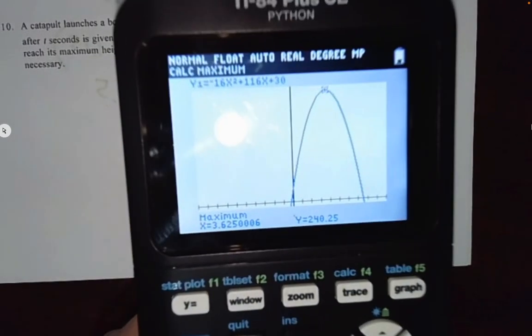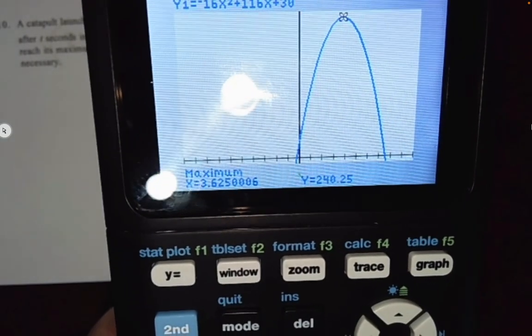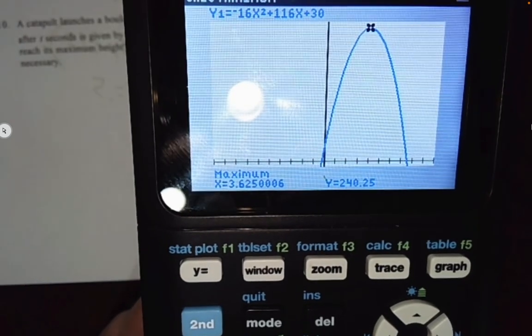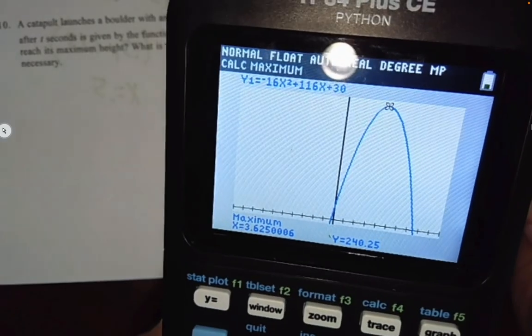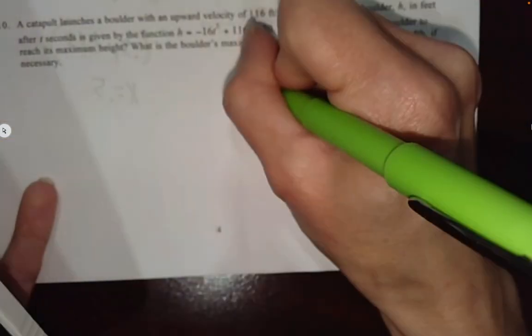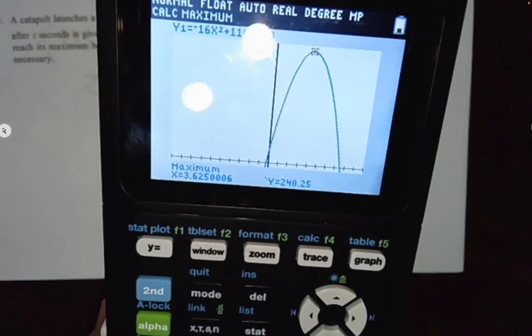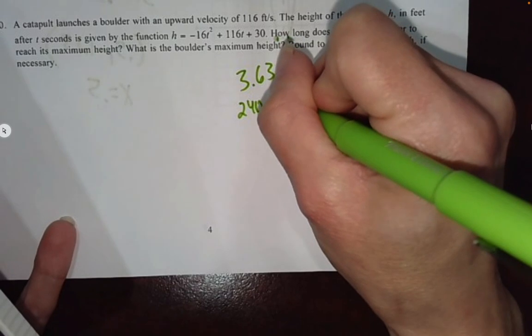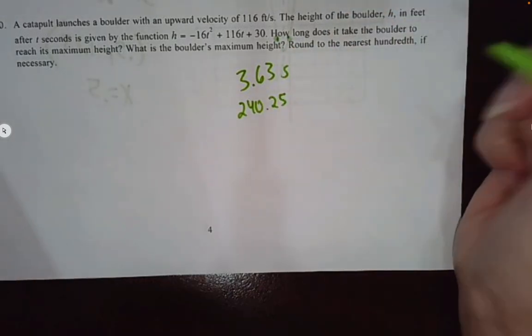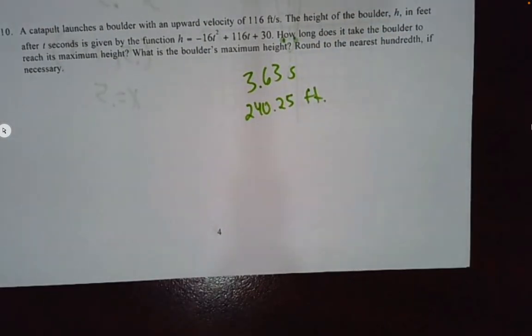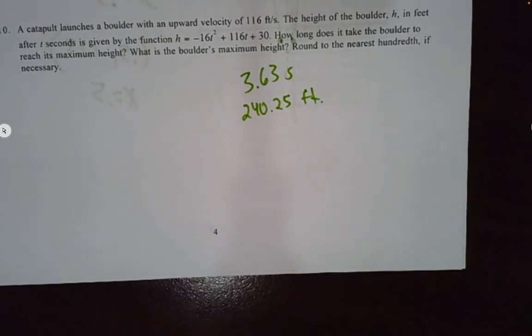So what is the time? It looks like 3.63, what does it say, to the nearest hundredth? So 3.63 seconds. And what's the height that it goes? 240.25 feet. Here we go. It told me to go out 2 decimal places. That's why I did 2.